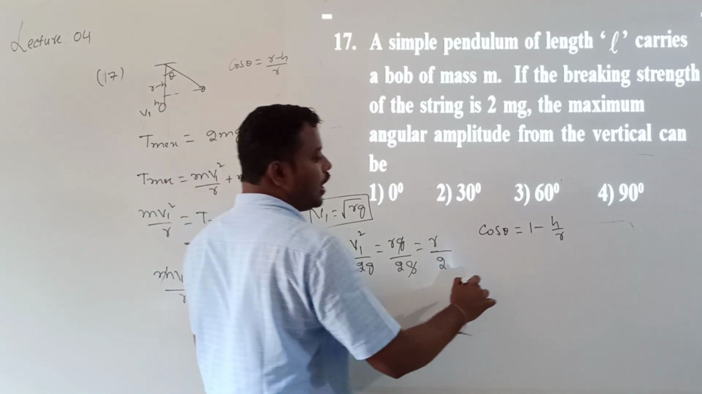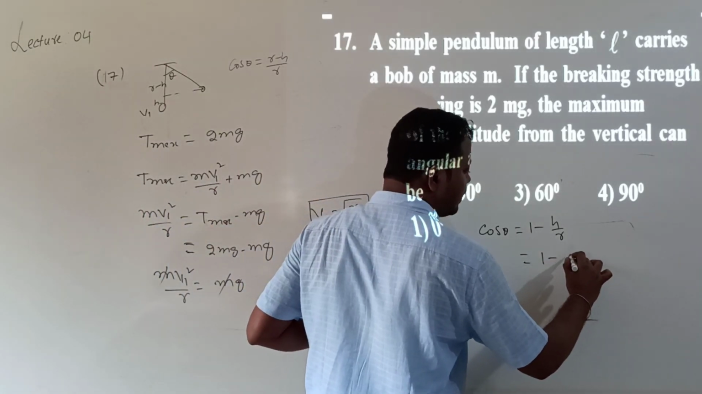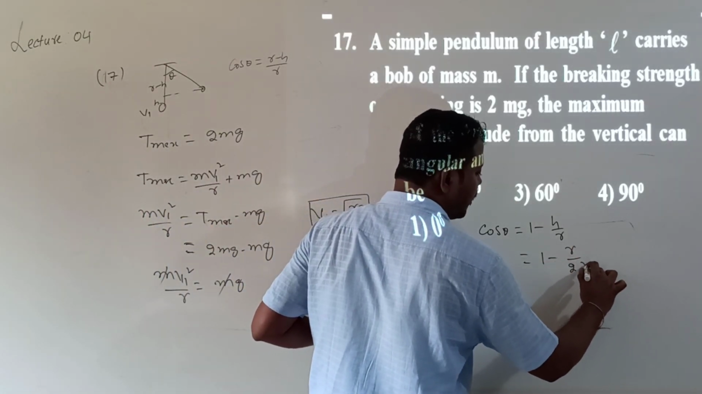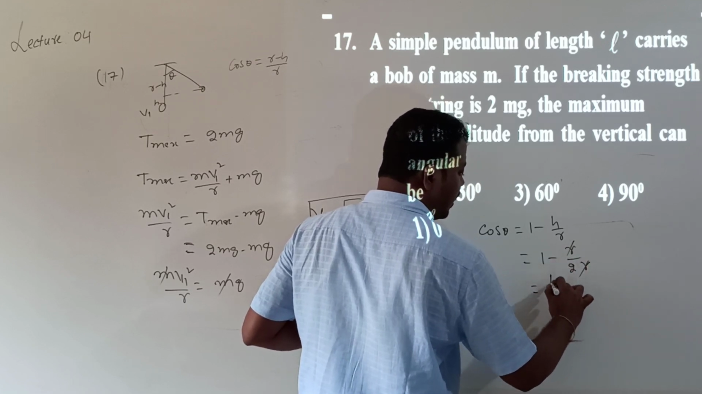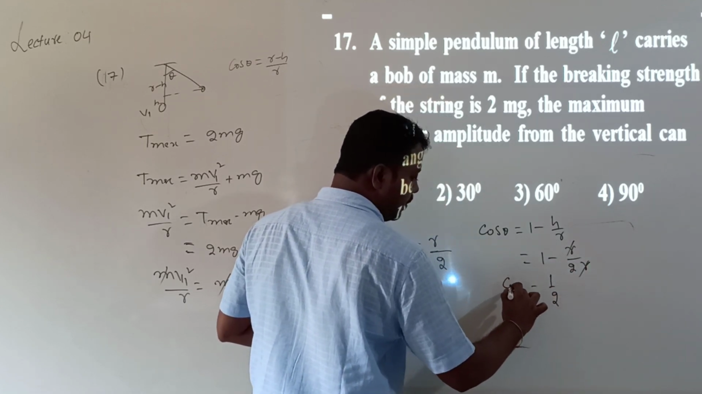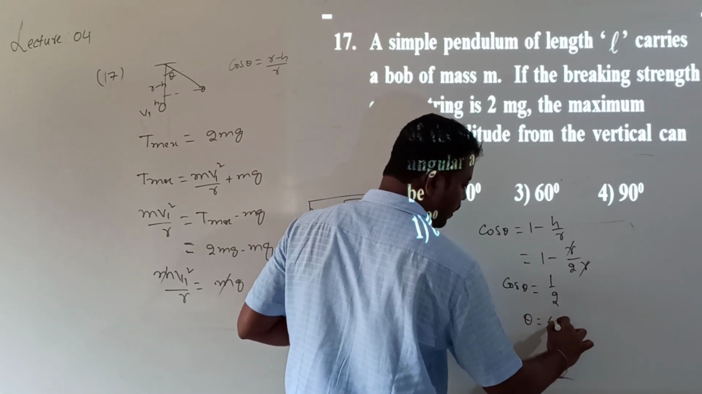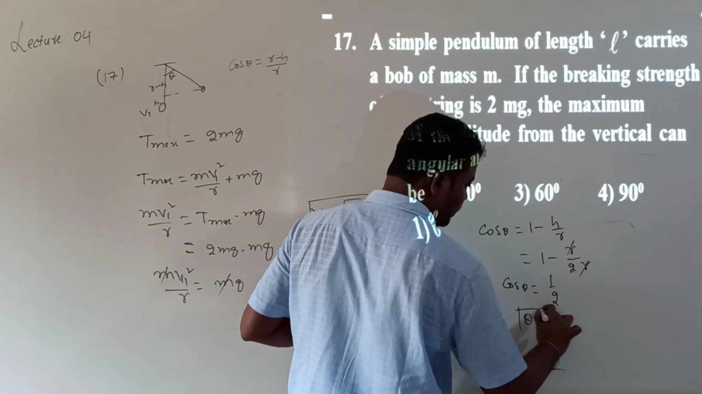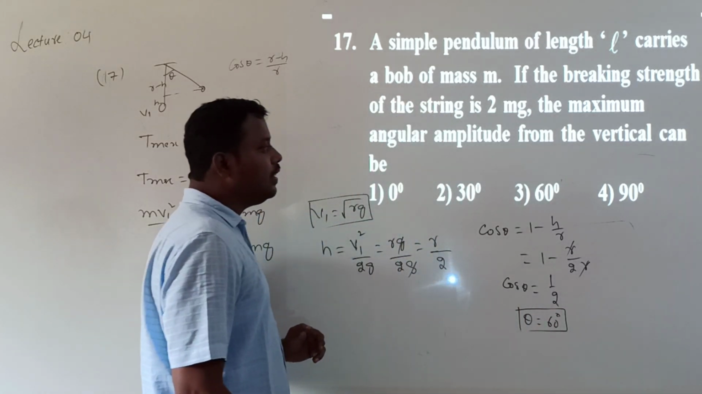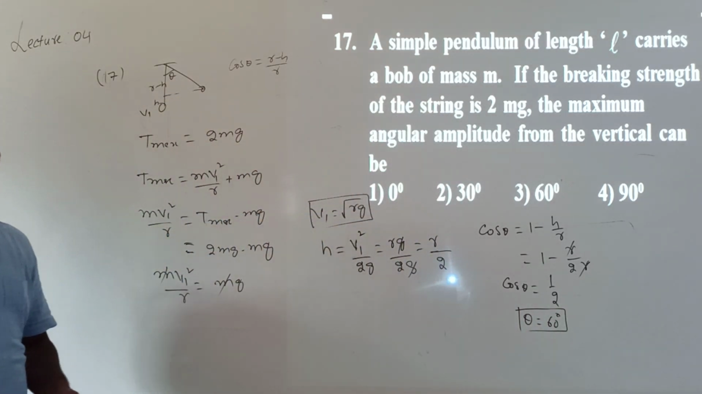The h value is equal to r by 2. So 1 minus (r by 2) into r, cancel. 1 minus 1 by 2 is 1 by 2. Cos theta is 1 by 2. So what is the theta value? Theta value is equal to 60 degrees. Correct? Okay. Question understood now?